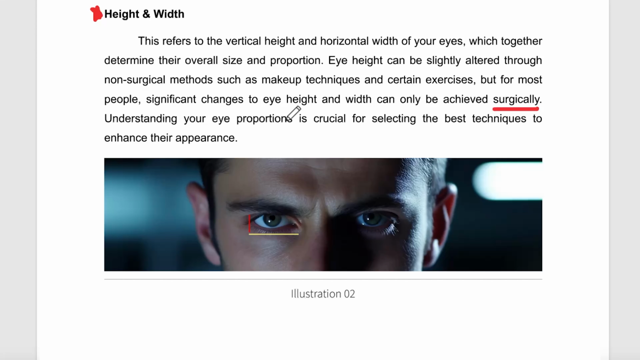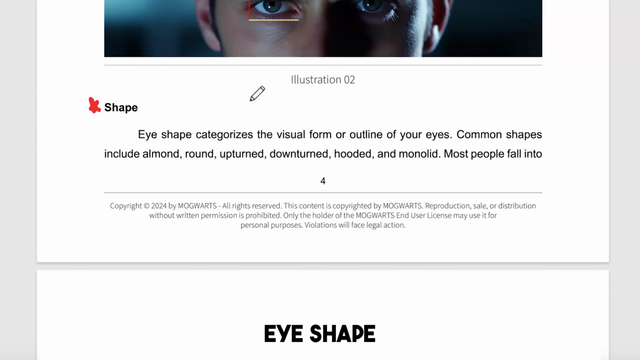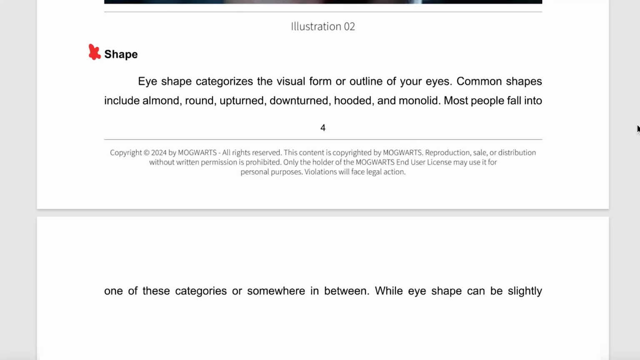Understanding your eye proportions is crucial for selecting the best techniques to enhance their appearance, right? We can still improve this, but we can't really change these objectively. And then we have shape, eye shape. It categorizes the visual form or the outline of your eyes, right? This is where it falls in.